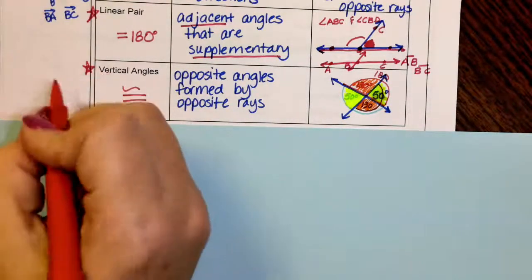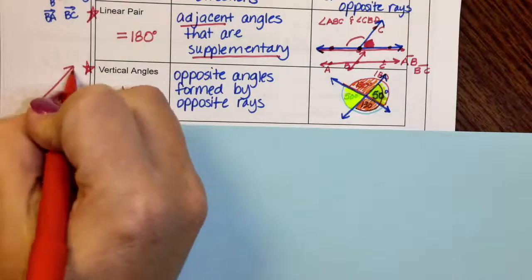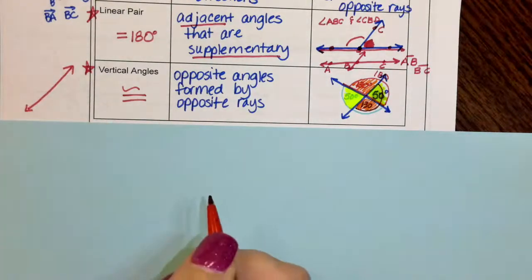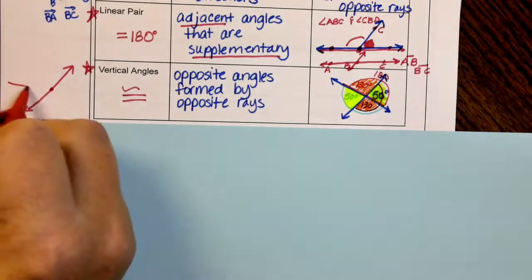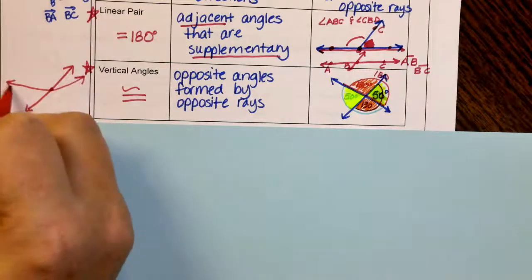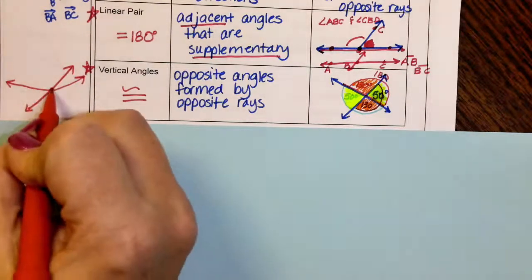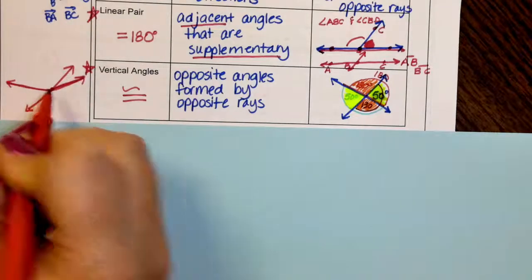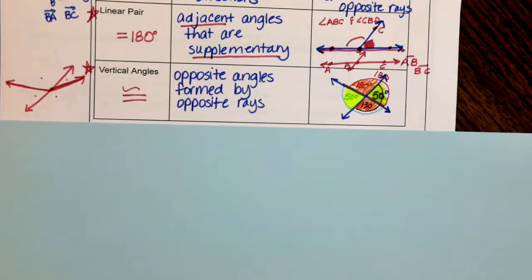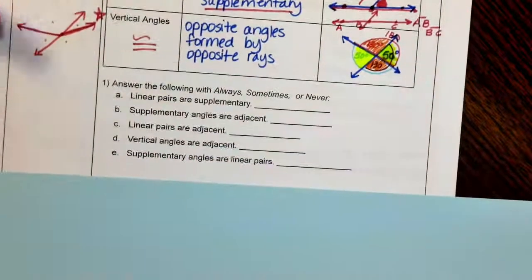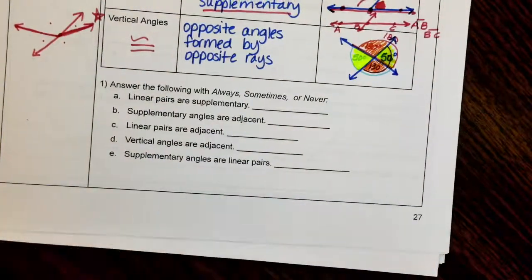Now, just a side note, just to give you an example, they're formed by opposite rays. And so you need to recognize that, so these are opposite rays, but this would not be an opposite ray. Okay, so if I drew that straight, it doesn't look very straight, but pretend it is. So these are not vertical angles. These are not vertical angles because while they are opposite of each other, they are not congruent because they are not formed by that X that is formed by those opposite rays. Let's look at some sometimes, always, nevers with these.